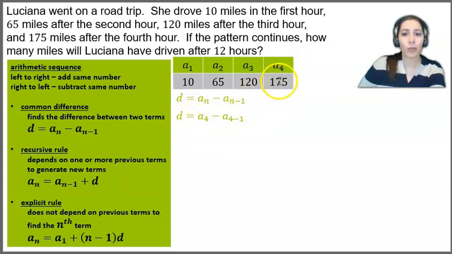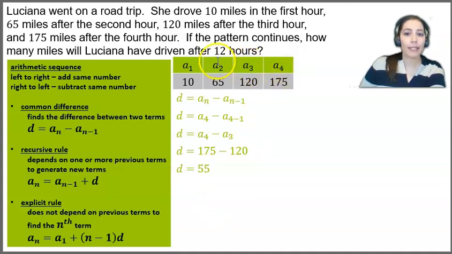So I'm just going to start with the n, which I have a sub 4. So my n is 4, so that means a sub 4 minus a sub 4 minus 1. A sub 4 minus 1 is actually a sub 3. So when you're finding the common difference, what you're essentially doing is taking one term and subtracting the previous term. So this would be 175 minus 120, which gives me a common difference of 55. That's between a sub 3 and a sub 4.